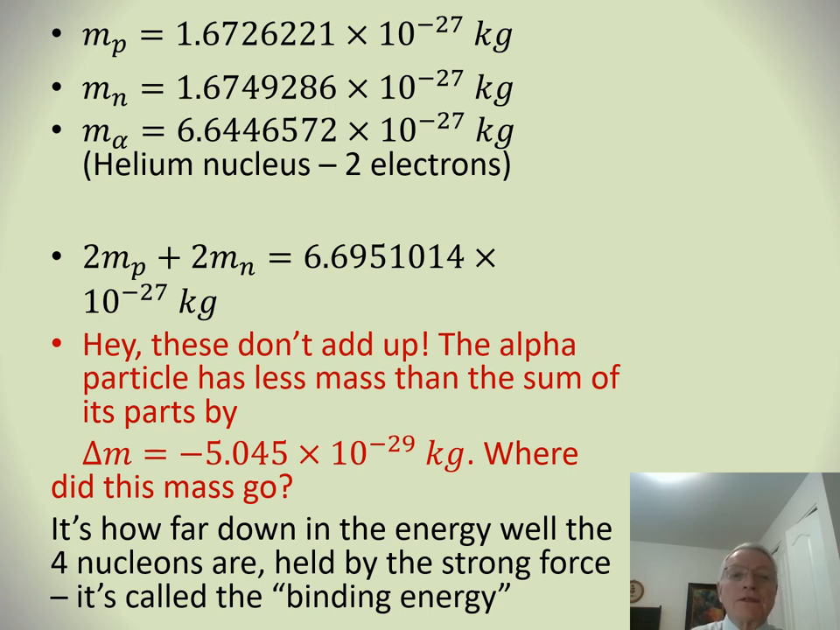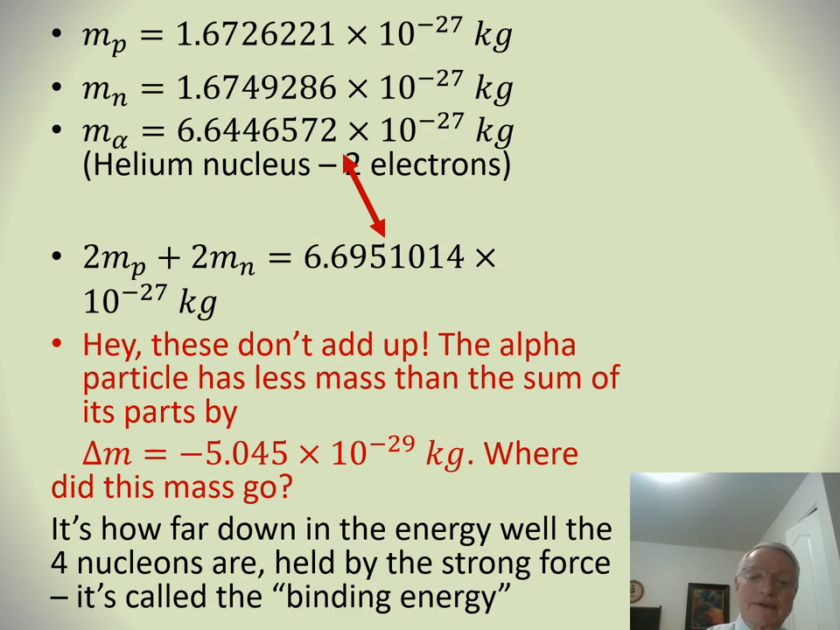6.6446572 × 10⁻²⁷ kilograms. So let's take the mass of the things that make it up, two protons plus two neutrons, use those neutron and proton masses up there, you get 6.695 × 10⁻²⁷ kilograms. Compare that to the mass of the nucleus, and they're not that close. The things that make it up are heavier than itself. That's kind of odd. Well, the reason is that there's negative energy involved in the binding. And so the mass of the nucleus is less than the masses of the things that make it up. If you do the subtraction there, the change, delta M, is minus 5.045 times 10 to the minus 27 kilograms. Where did this mass go?